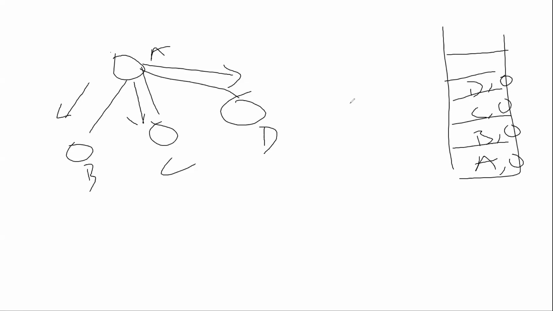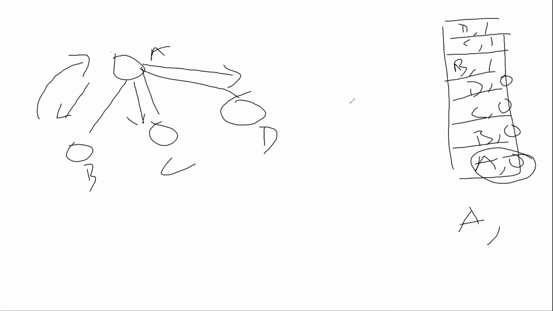And when I'm here, I'll add B comma 1, C comma 1, and D comma 1. So this is nothing but kind of a state of the system which I am maintaining in the queue. So initially it was A0, then I expanded A, it became B1, C1, D1. Now these can go back to the original node, which is B to A, but then the distance will become like A comma 2.